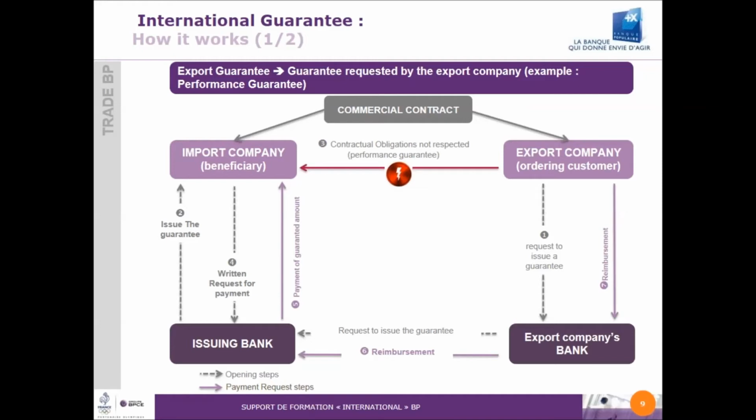Then, if the export company does not fulfill its contractual obligation, the import company will request the payment of the guarantee from the issuing bank, who will in turn pay the import company the guaranteed amount. The issuing bank will then request the export company's bank for the reimbursement, and the export company's bank will then turn to its customer for the reimbursement of the guaranteed amount.